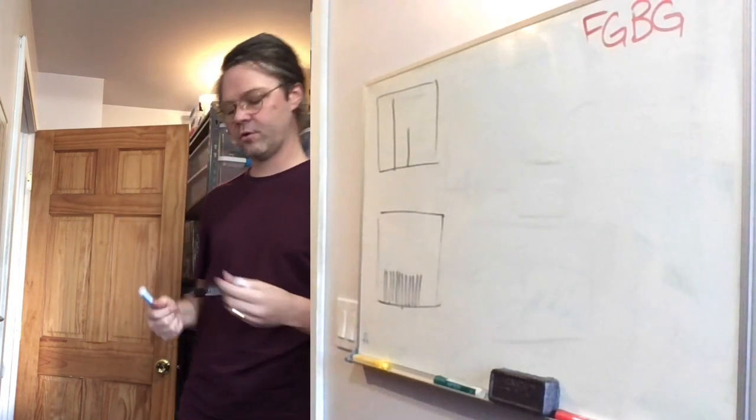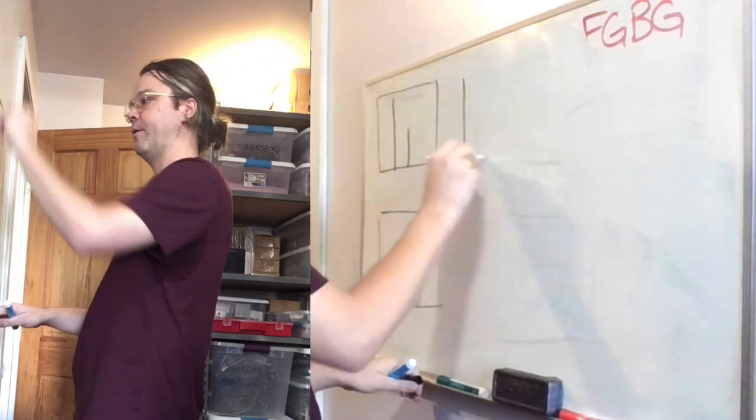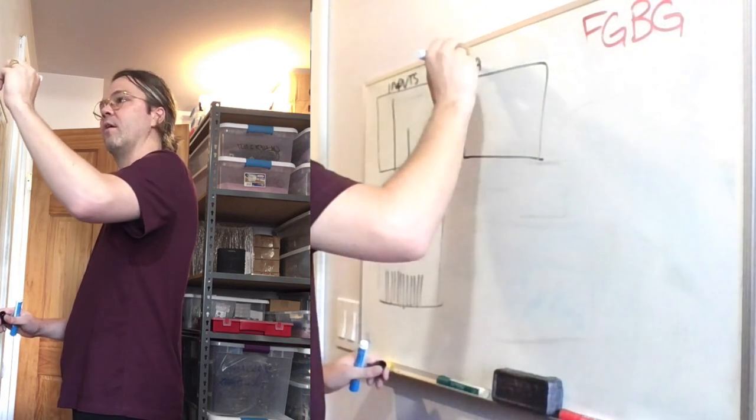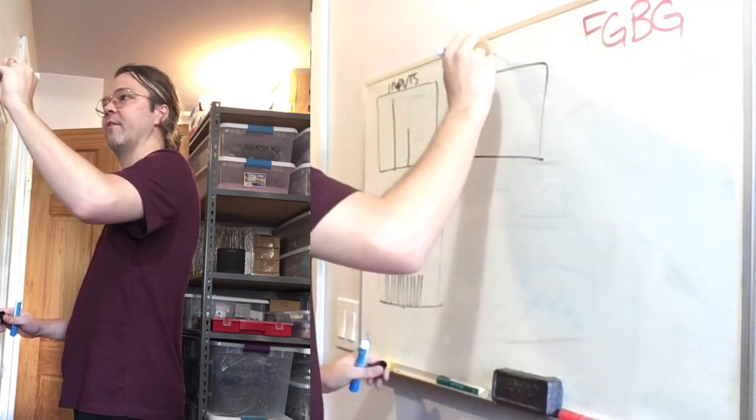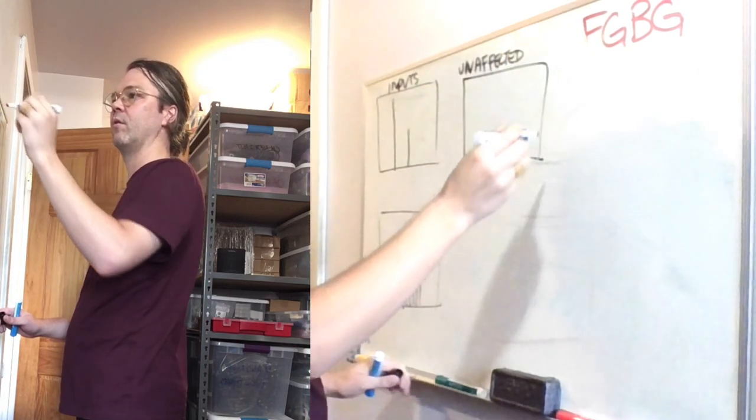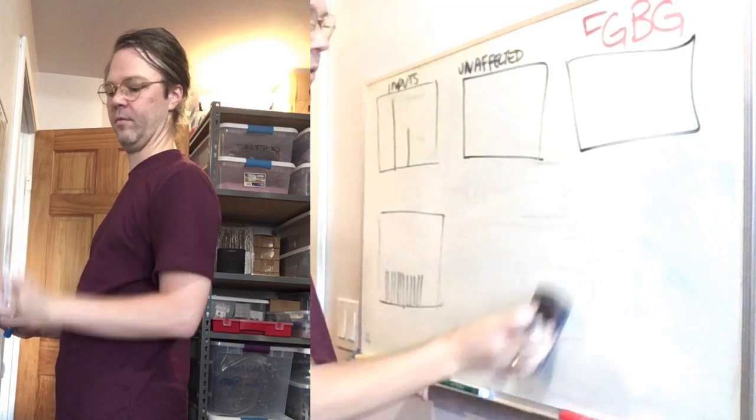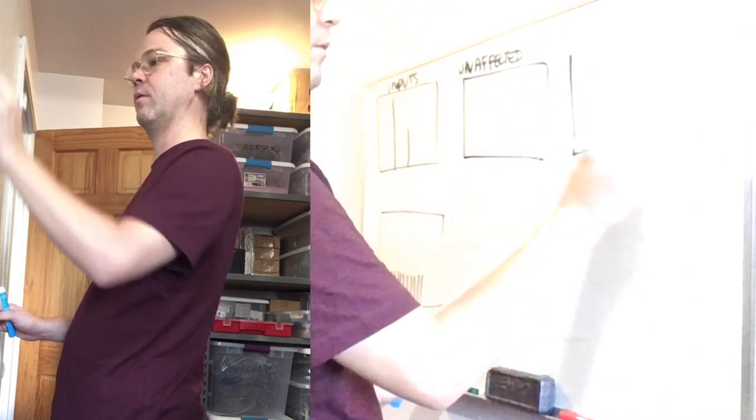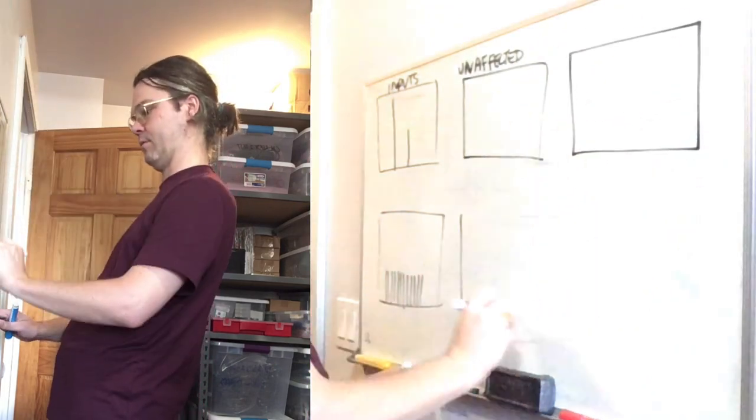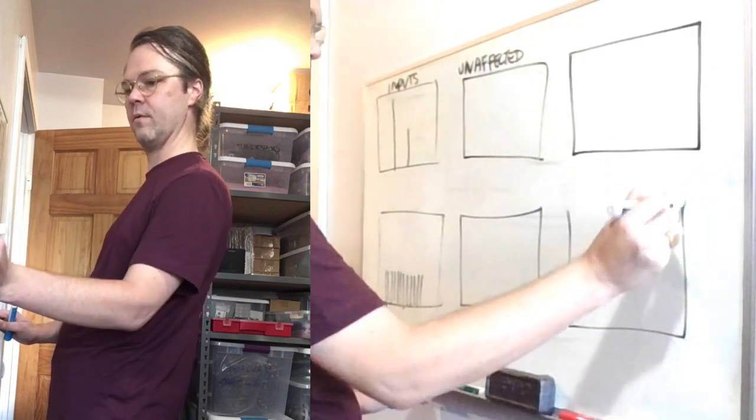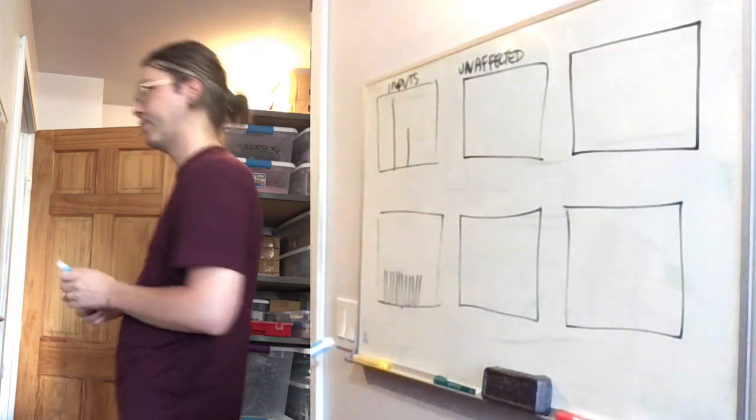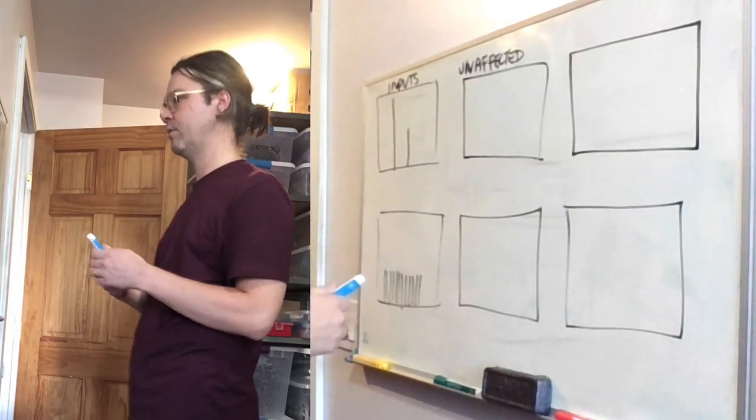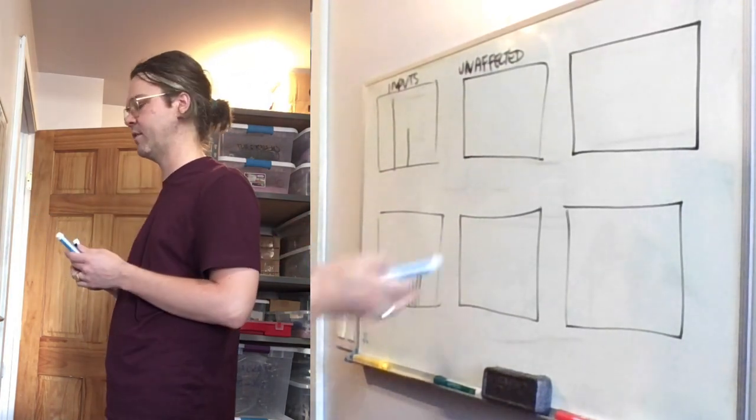So let's draw the unaffected output. This is input. This is unaffected. And then we're going to draw another one after. I wish I could draw squares properly. If we're unaffected, we want to mix evenly, right? So let's just take that as an example. We're going to say we'll split the two.